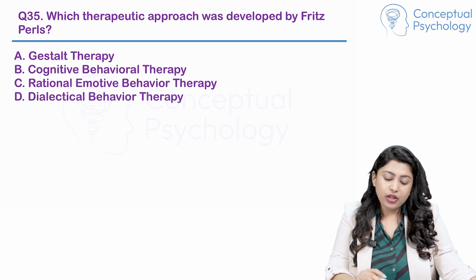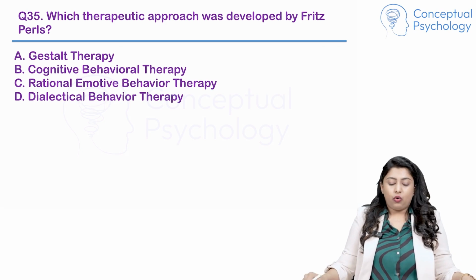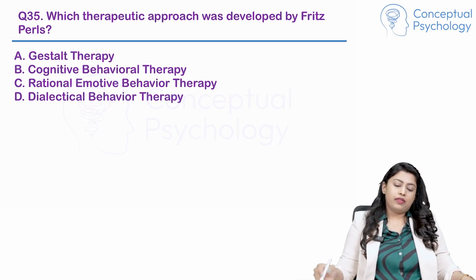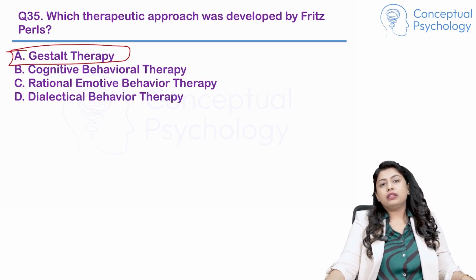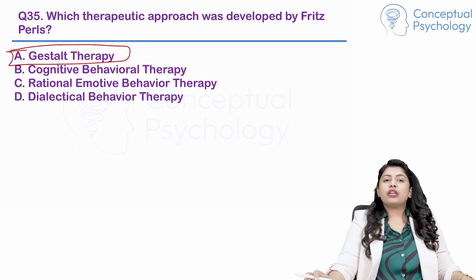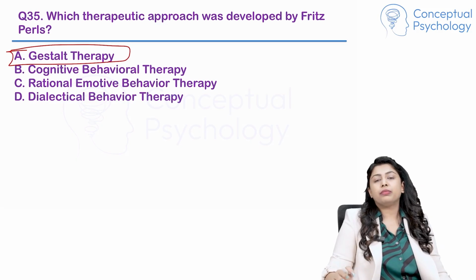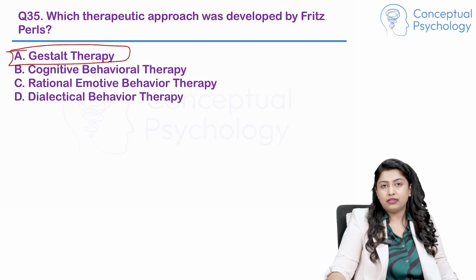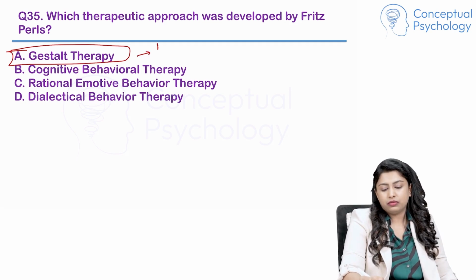Now, which therapeutic approach was developed by Fritz Perls? Gestalt therapy, cognitive behavioral therapy, rational emotive behavior therapy, or dialectical behavior therapy? The correct answer here is A. So Fritz Perls developed Gestalt therapy, which emphasizes the present moment awareness. It also emphasizes personal responsibility and the integration of different aspects of the self. Here, the therapy focuses on here and now.